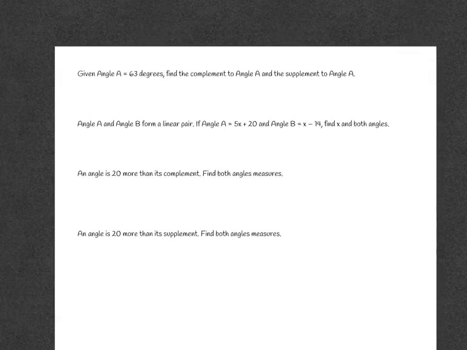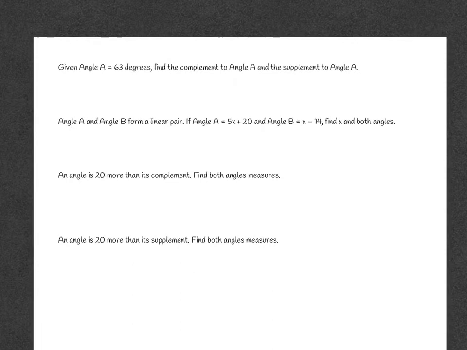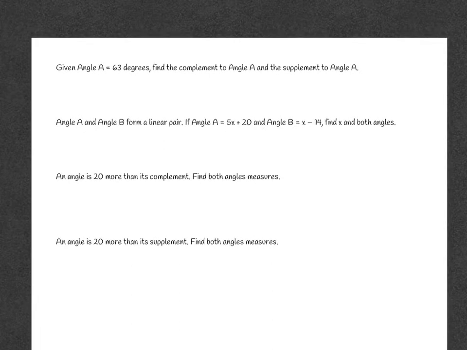Okay, last set of examples. So the first one says, given angle A is 63 degrees, find the complement to angle A and the supplement. So remember the complement is 90. So I would do 90 minus 63, and you get 27 degrees. That's the complement. The supplement is 180 minus 63, and you get 117 degrees. That's the supplement.